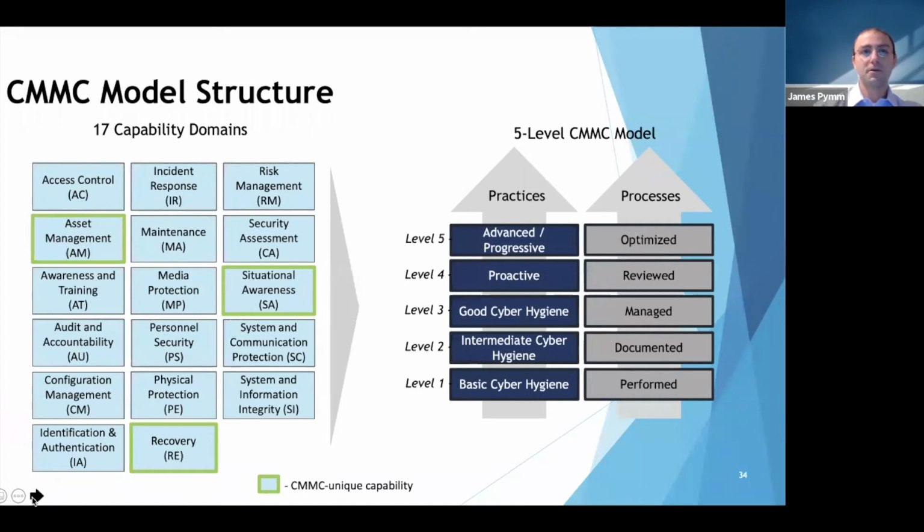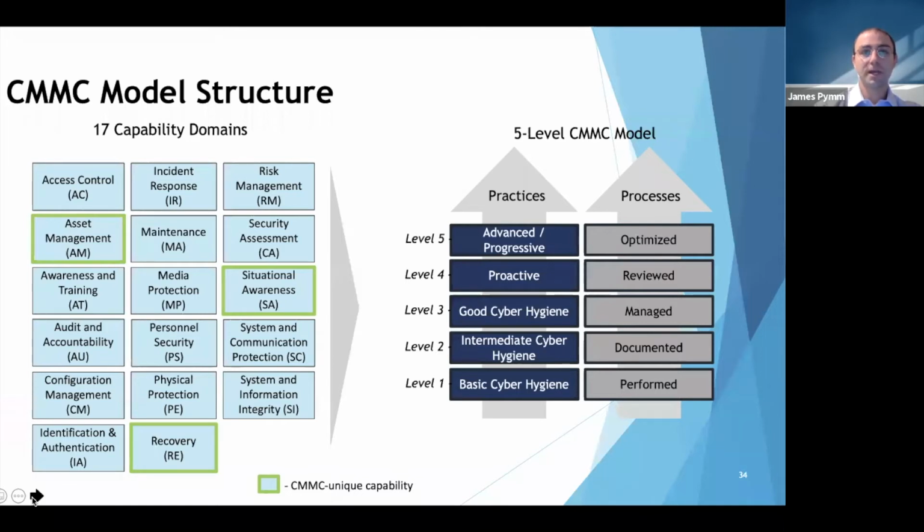So Harry talked about earlier, in NIST 800-171, there are 14 families, which are the non-highlighted ones you see in the graphic. With CMMC, they call them domains, and there are 17, with the 3 additional being the ones highlighted with the green boxes. Those are asset management, situational awareness, and recovery.